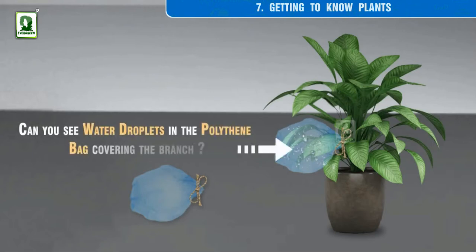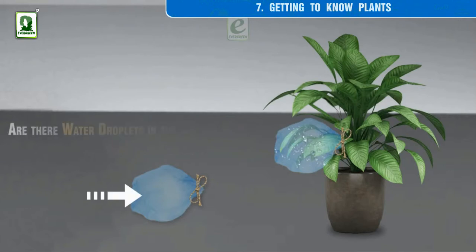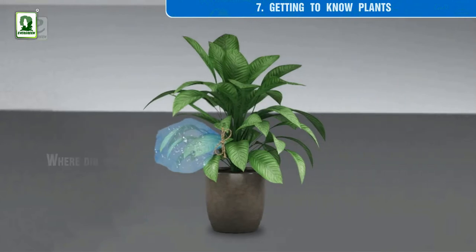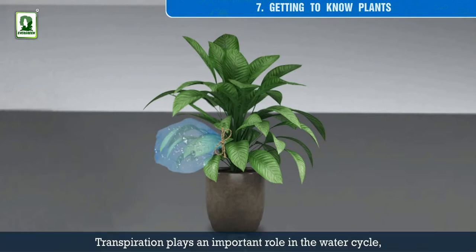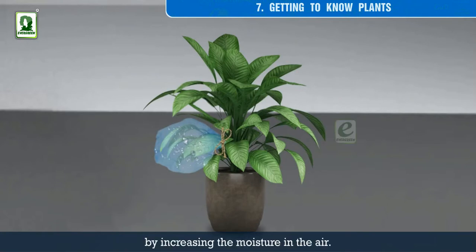Can you see water droplets in the polythene bag covering the branch? Are there water droplets in the other bag too? Where did these water droplets come from? Transpiration plays an important role in the water cycle by increasing the moisture in the air.